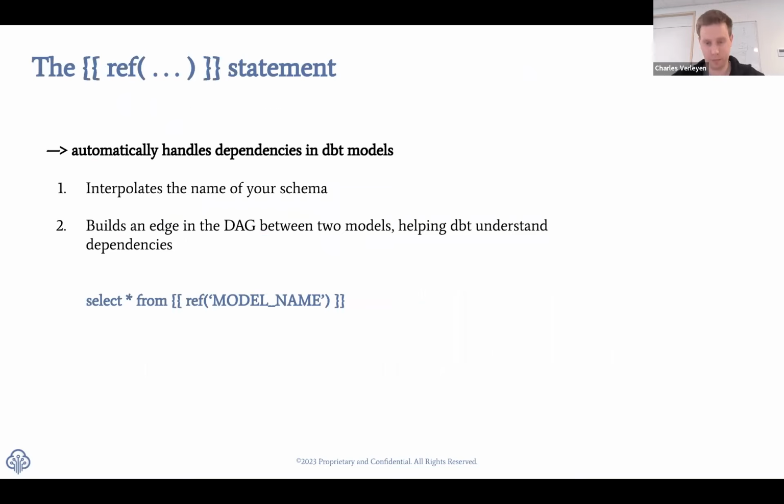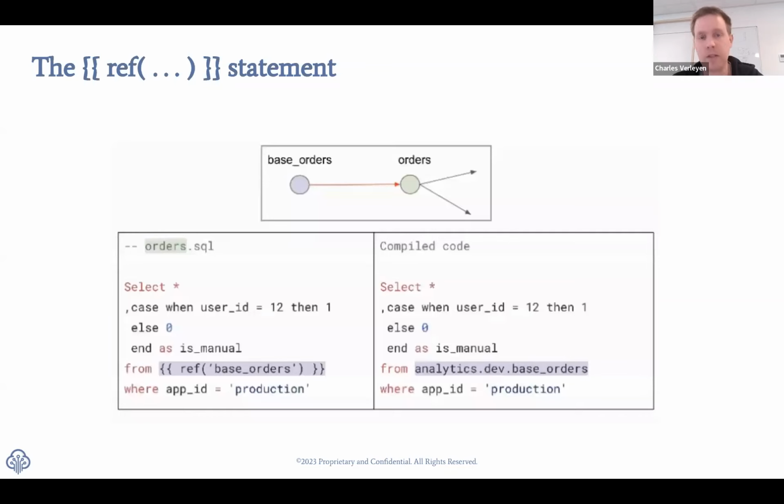The ref statement, great thing also about DBT, is that you don't have to hard code a table ID, which normally is made of project ID, database, schema, and table ID. DBT has the context about everything, all your models. So if you do a select from, you can just put the ref of another model, and then DBT will automatically build the good table ID for you. That's the example here: my order.sql is referring to the base orders, so I'm doing a from ref base orders.